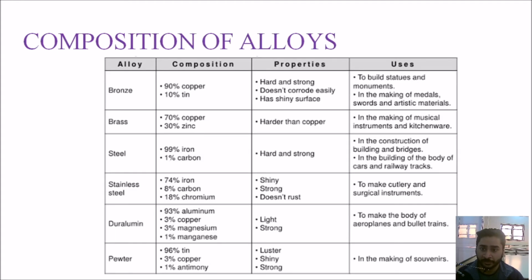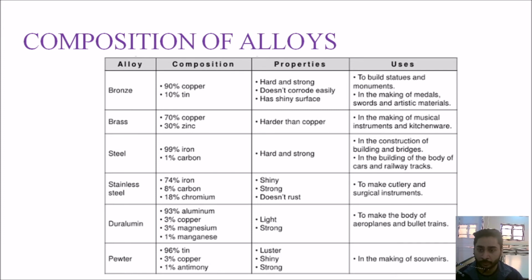Here we have some common alloys that we use in our daily life and their composition. Let's start with bronze. Bronze is 90% copper and 10% tin. The properties that make bronze useful: it is hard, it's strong, it doesn't corrode very easily, and it has a shiny surface. The main use is for making statues and monuments, and for making medals.